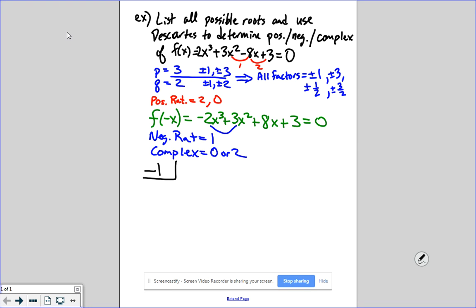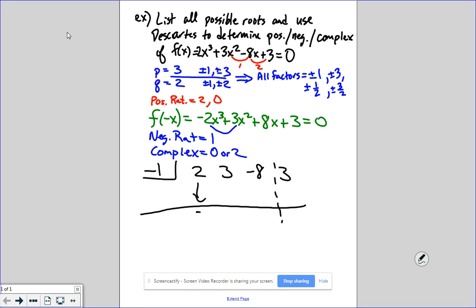And we're doing synthetic now. And what are my coefficients? 2, 3, negative 8, positive 3. And again, if you prefer to do long division, that's fine. You would divide by x plus 1.